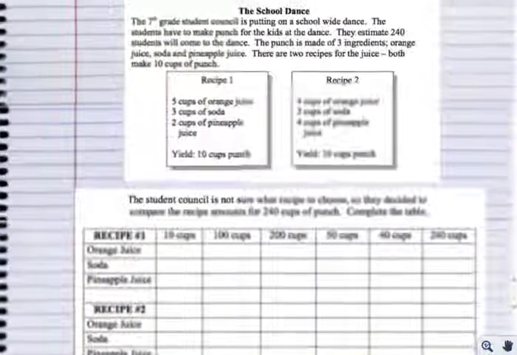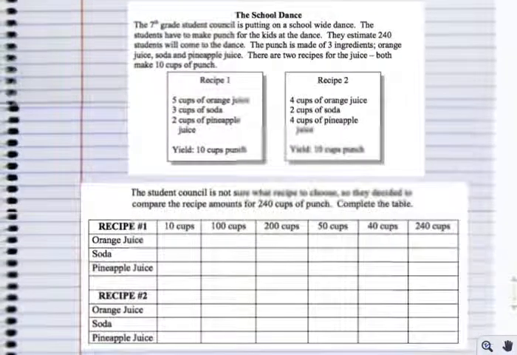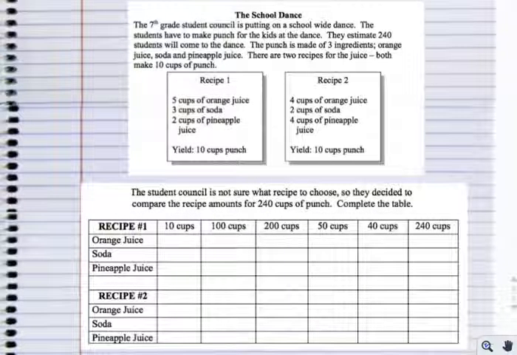The second example we have is about the school dance and having punch at the school dance. So it says the 7th grade student council is putting on a school-wide dance. The students have to make punch for the kids at the dance. They estimate 240 students will come. The punch is made up of 3 ingredients: orange juice, soda, and pineapple juice.